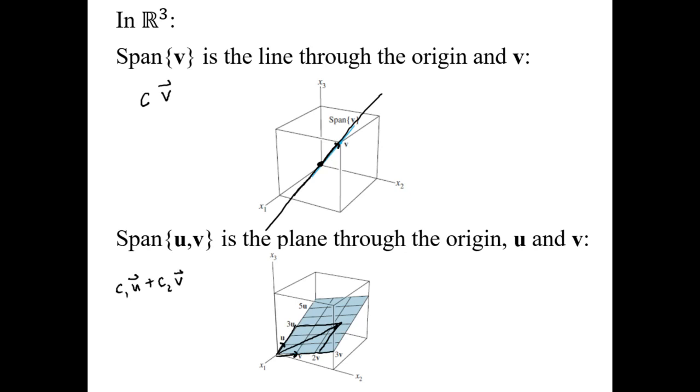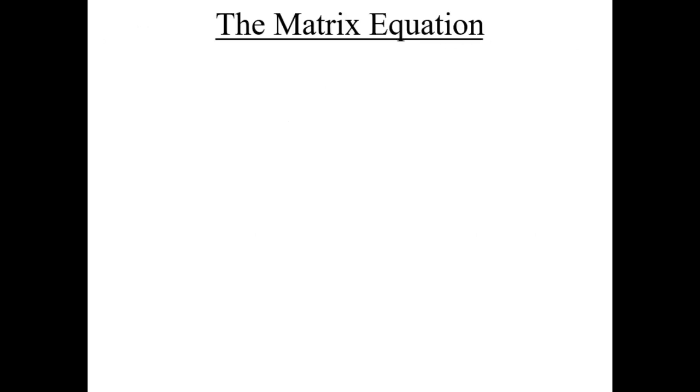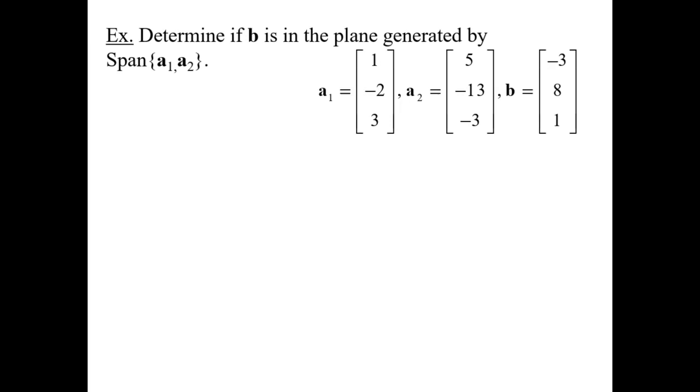Okay, so if I were to ask you, determine if this vector is in the plane generated by these 2 vectors a1 and a2. This is the same as asking, is B in the span of these two vectors? Which is exactly the same question I was asking earlier. Is this vector B a linear combination of A1 and A2?